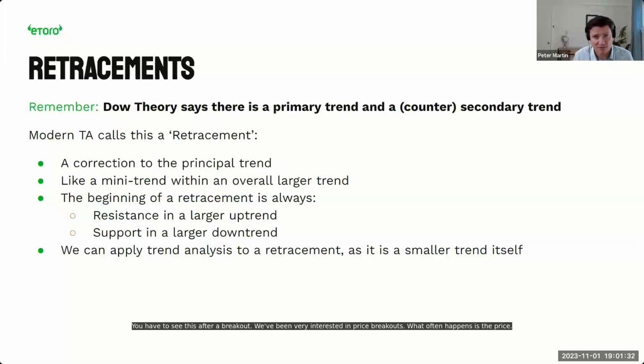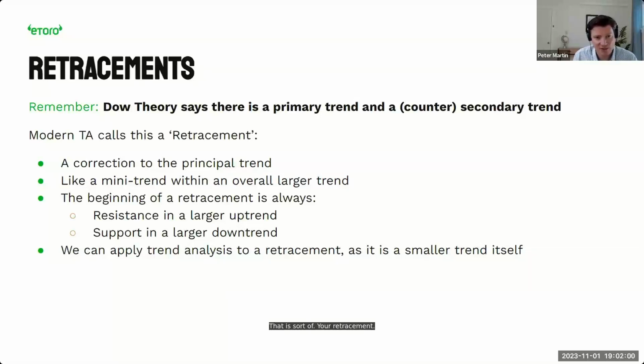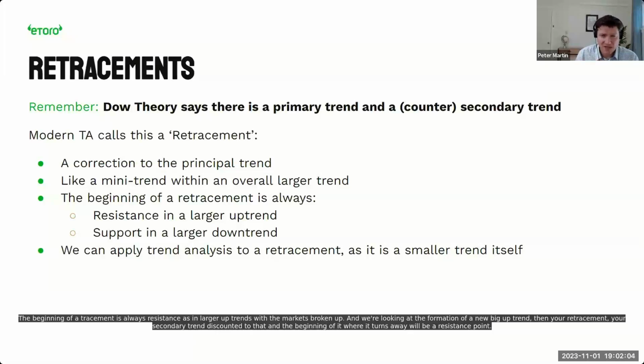What often happens is, for example, we looked at last week the market being in a sideways range, and then if it breaks out of the range, it can sometimes be a new trend. But what often happens is once it goes up, there will inevitably be a point where, just because of the way price moves, we say it oscillates in waves, it pulls back, and that is your retracement. And the beginning of a retracement is always resistance, as in the larger uptrend. So if the market's broken up and we're looking at the formation of a new big uptrend, then your retracement, your secondary trend, is counter to that. And the beginning of it, where it turns away, will be your resistance point.